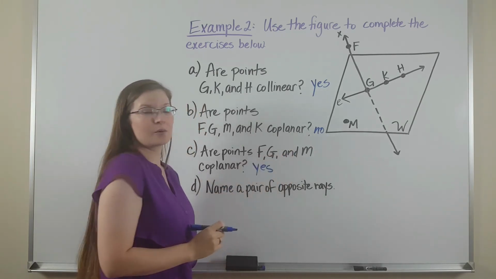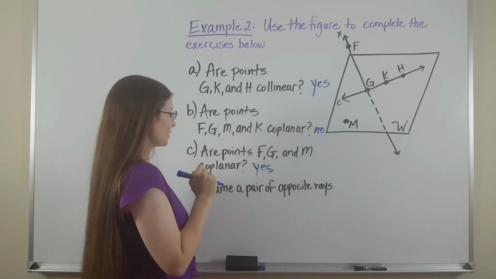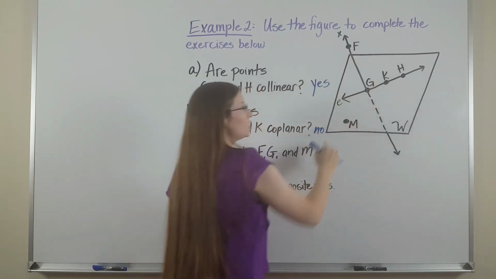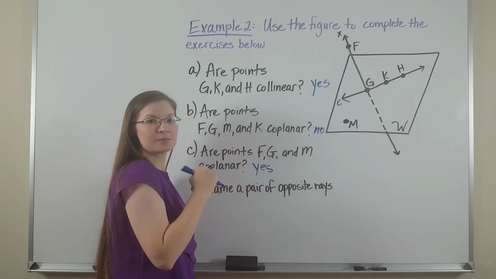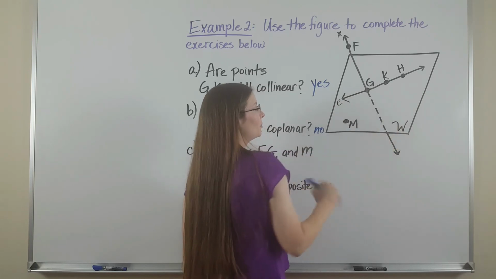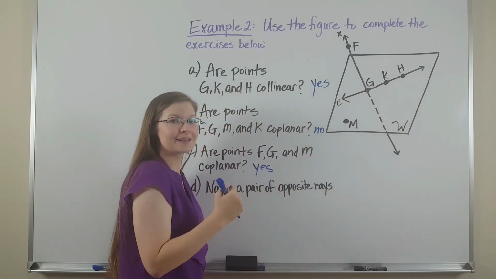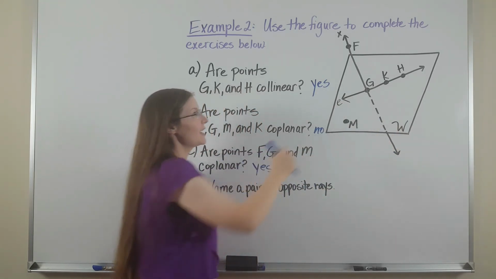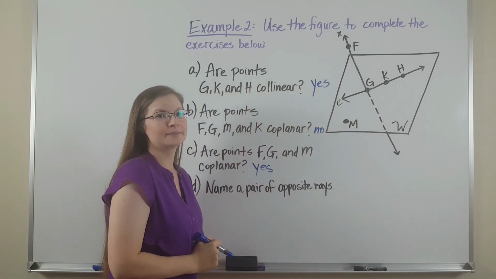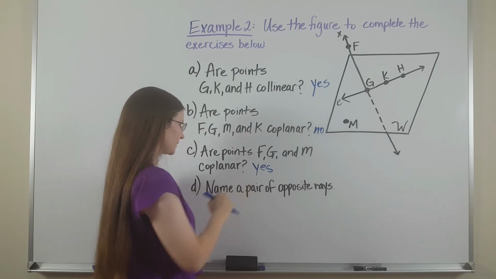1, 2, 3. That's 3 points. Now look at that diagram over there. F is here, G, and M. You'll notice that F, G, and M do not all lie in plane W. F is not in plane W. But theoretically, there is a plane that contains F, G, and M. It's just not drawn on that diagram. So that's why the answer is yes.